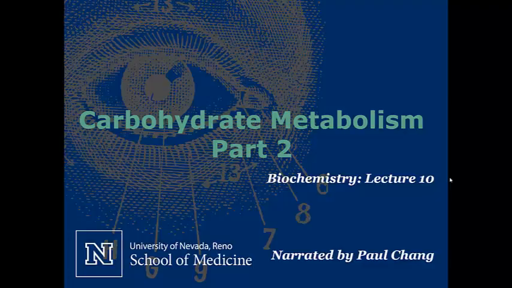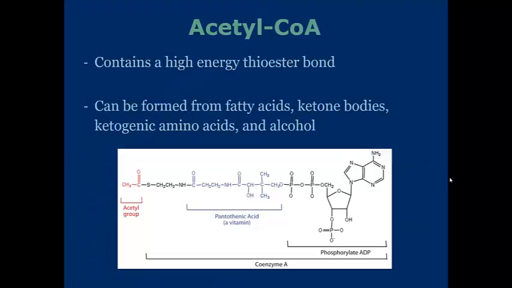Let's finish up our discussion of carbohydrate metabolism in Lecture 10 of this module. We'll start first by talking about acetyl-CoA, which has a high-energy thioester bond which is broken to form energy. This can be formed from fatty acids, ketone bodies, ketogenic amino acids, and alcohols as well, although carbohydrates are our favorite way to get these.